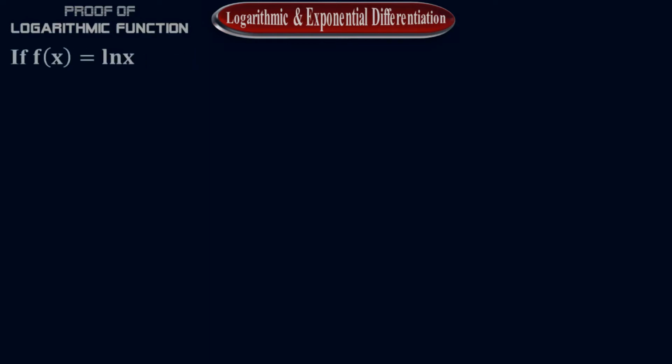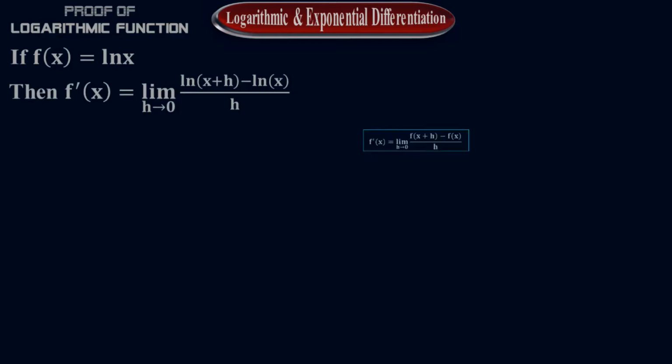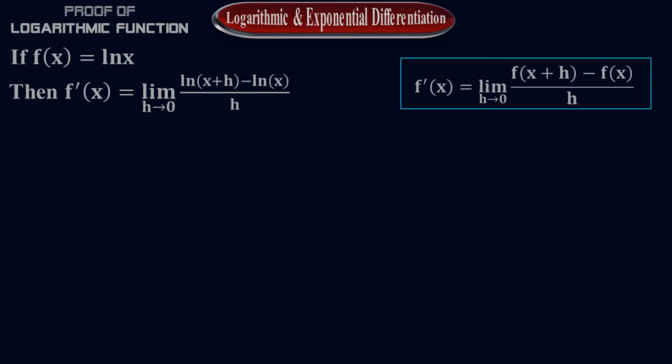Suppose the function is f of x, which equals the natural log of x. Then f prime of x equals the limit of natural log of x plus h minus natural log of x, all over h, where h approaches 0. It is according to the definition of the derivative. If you remember, the mathematical definition of the derivative, or the differentiation, is f prime of x equals the limit of f of x plus h minus f of x, all over h, where h approaches 0. If you don't remember, just go back and check the derivative section. Just apply that concept here.